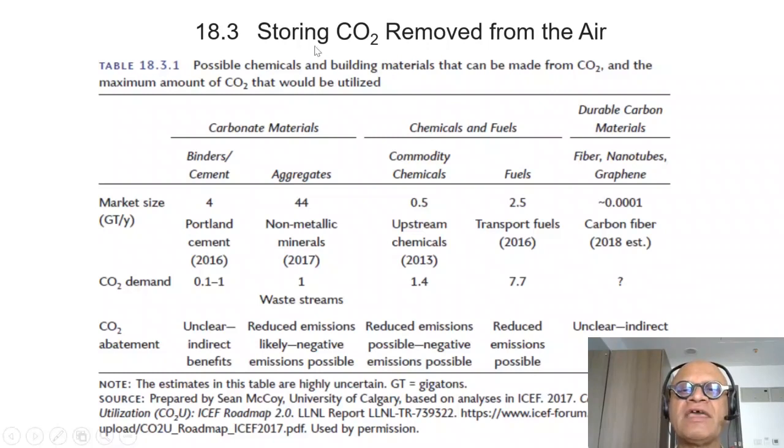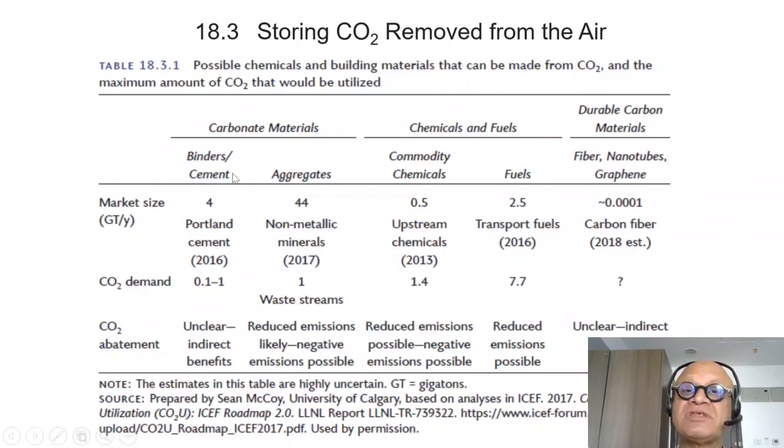Now, other than afforestation and ocean uptake and some land uptake and so on, we need additional sources of storing carbon dioxide removed from the air. Okay, so this table shows possible chemicals and building materials that can be made from CO2 and the maximum amount of CO2 that could be utilized. So these are the carbonate materials, chemicals and fuels, and durable carbon materials, approximate market size in terms of gigatons per year, and CO2 demand, and the resulting CO2 abatement or mitigation.